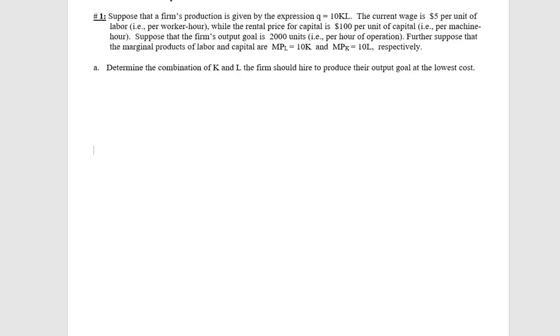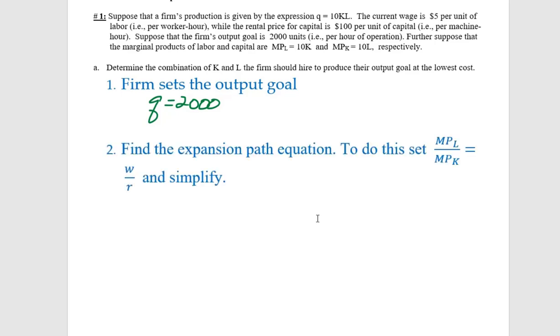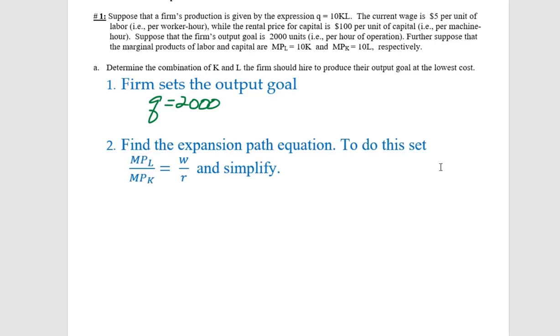So let's use the steps that I laid out in the PowerPoint. The output goal was given as 2,000 units of output. The second step was to find the expansion path equation. To do this, we're supposed to set the marginal product of labor over the marginal product of capital equal to the ratio of the wage over the rent, or the slope of the isoquant equal to the slope of the isocost curve. So the marginal product of labor is 10K. The marginal product of capital is 10L.